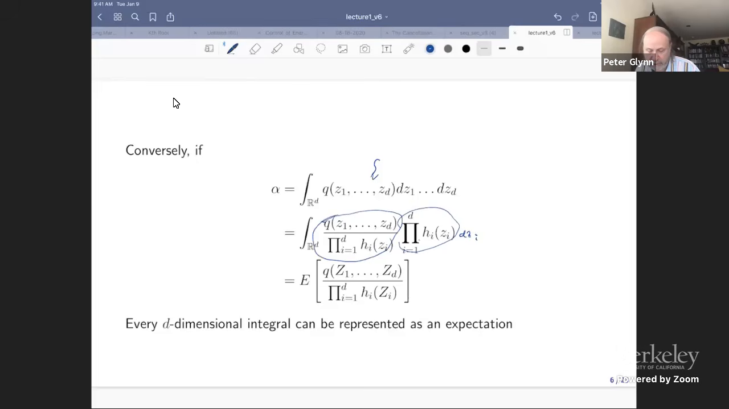And as a consequence, I can write this quantity alpha as an expected value involving the integrand that we are left with, in particular involving the expected value of Q of Z1 through ZD divided by the product of the HI of ZIs, where the ZIs have corresponding probability density function H sub I. So an important fact to recognize is not only can every expected value effectively be written as a high dimensional integral, but every integral can also effectively be written as an expectation. So there's essentially a one-to-one correspondence between computing expected values and computing high dimensional integrals.